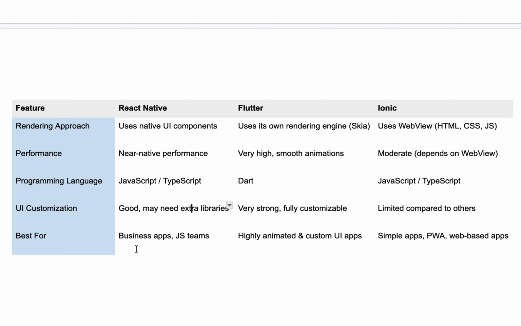React Native is best for business apps and JS teams, while Flutter is good for highly animated and customizable apps. Ionic, on the other hand, is used for simple apps, PWAs, and web-based applications.